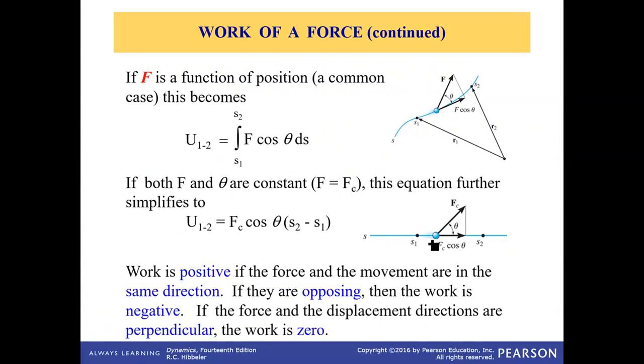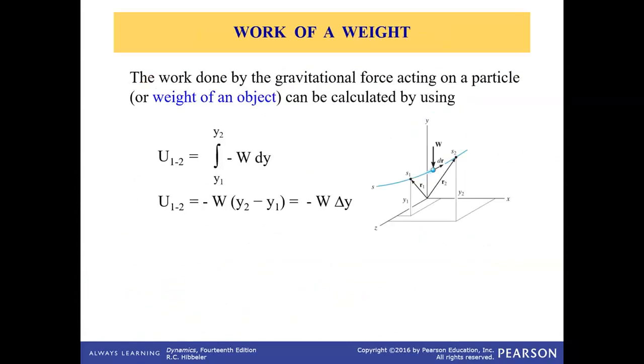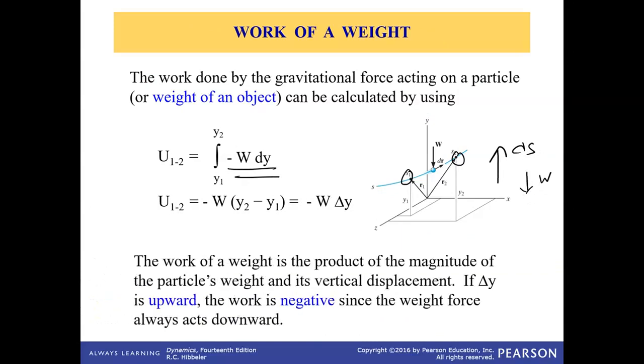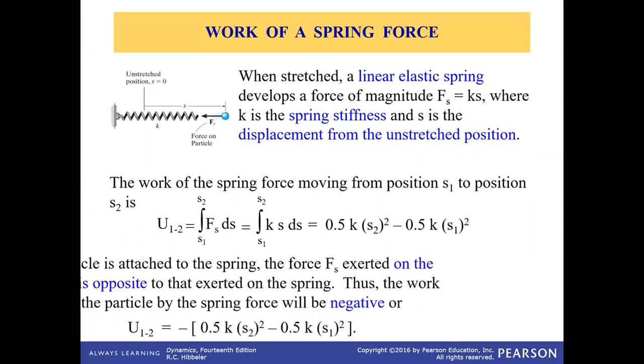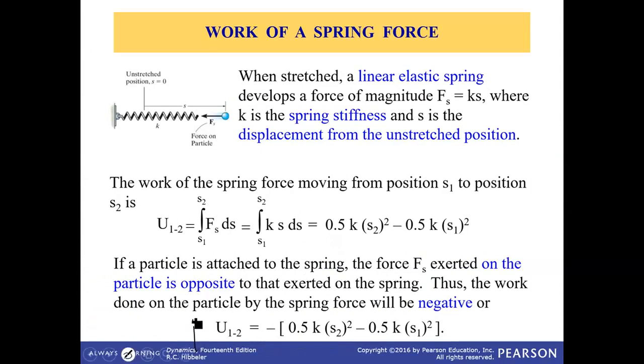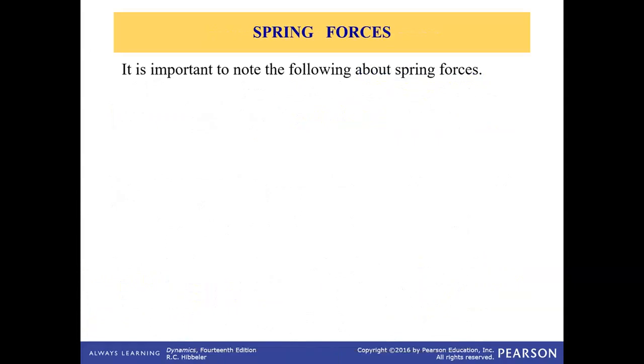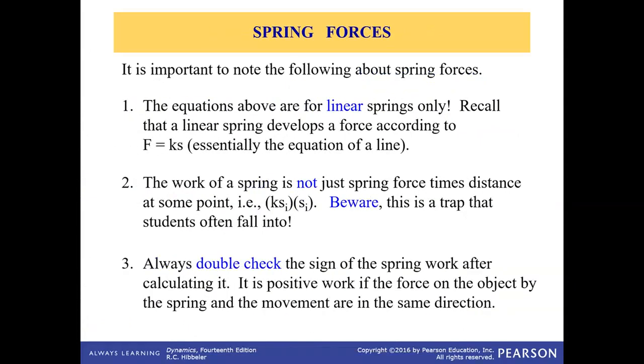Work done going from S1 to S2 is delta S multiplied by cosine theta multiplied by Fc. Work done by gravity or weight is negative if the particle goes from S1 to S2 moving in an upward direction. But if the particle is moving in a downward direction, then the work done by gravity is positive. Work done by spring, we already have discussed this formula. This is the equation for work done by spring: minus one half k s2 squared minus one half k s1 squared. And remember that this is different from spring force, which is k times s.